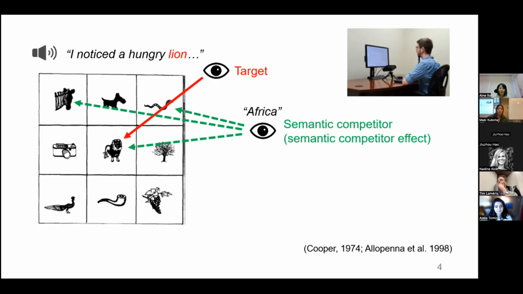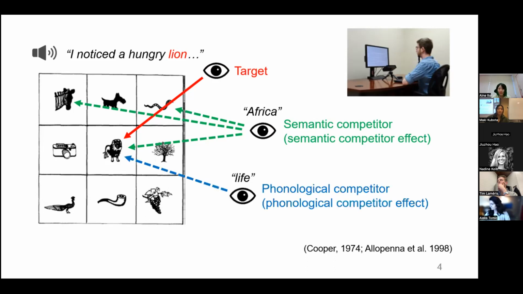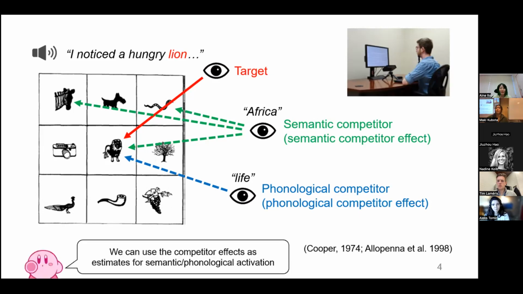We can also observe what is called phonological competitor effects. If you hear a word like life, you might also look at the lion because of the overlap between life and lion. These words sound similar. What's cool about this is you can manipulate the overlap between the target and what we call a competitor on different levels. So we can use the competitor effect as an estimate of semantic or phonological activation by manipulating semantic overlap and phonological overlap.